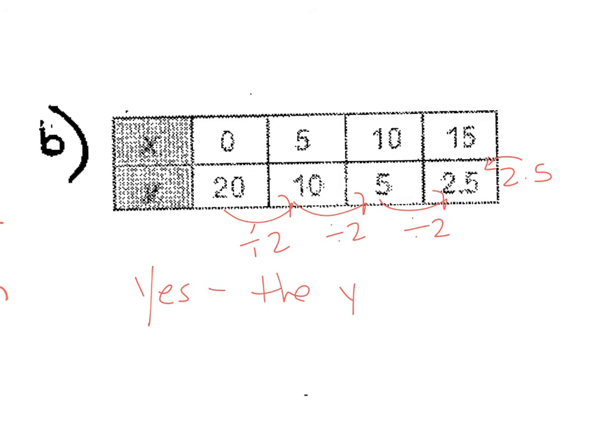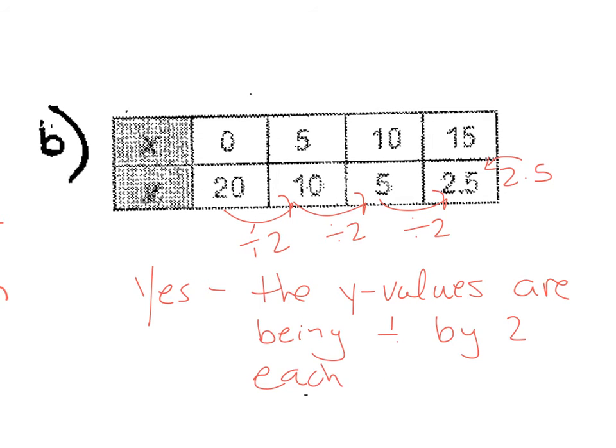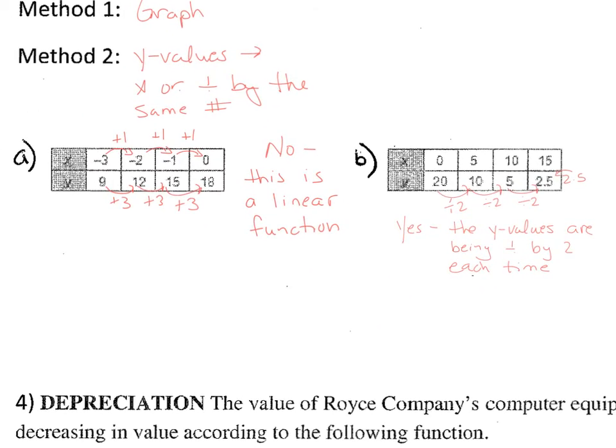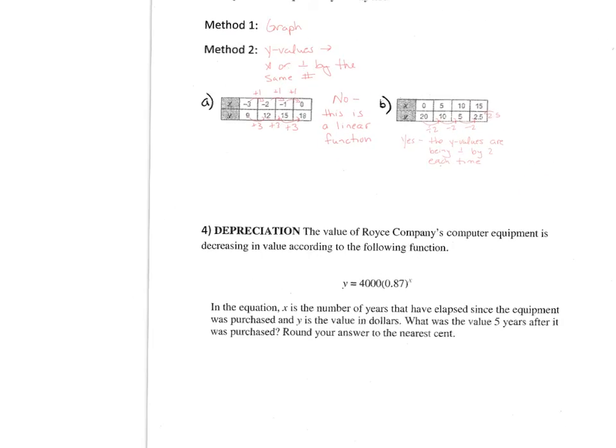So yes, this is exponential. The y values are being divided by 2 each time. That's the difference between linear and exponential. Linear, we're going to be adding or subtracting. Exponential, multiply or divide. Again, if you want to do a graph, you would do a graph here and it'd give you a nice pretty line. Or if you did a graph here, it would give you that curve we were just looking at. All right, and our last problem here.